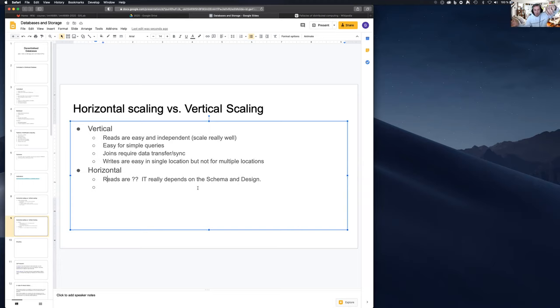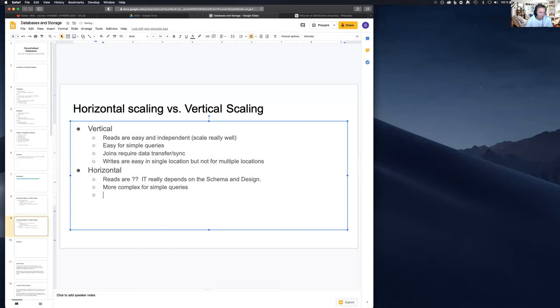But if I don't say where location Jovik or where location Trondheim, then it becomes a join, because I have part of my students here and part here, right? So it's not easy for simple queries anymore. It's more complex for simple queries, right?